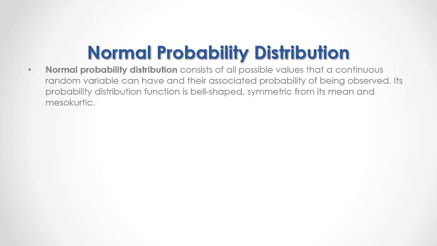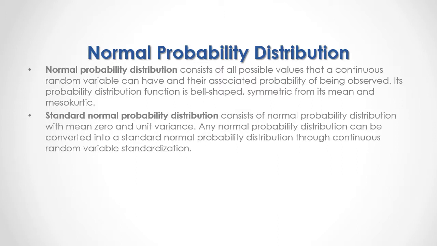An example of probability distribution is the normal probability distribution, which consists of all possible values that a continuous random variable can have and their associated probability of being observed. Its probability distribution function is bell-shaped, symmetric from its mean, and mesokurtic.